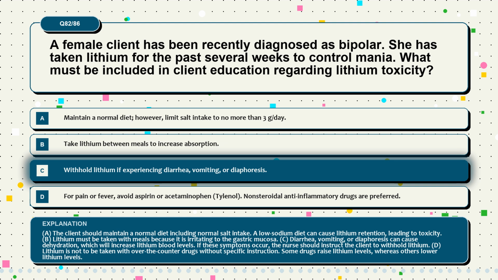B. Lithium must be taken with meals because it is irritating to the gastric mucosa. C. Diarrhea, vomiting, or diaphoresis can cause dehydration, which will increase lithium blood levels. If these symptoms occur, the nurse should instruct the client to withhold lithium. D. Lithium is not to be taken with over-the-counter drugs without specific instruction. Some drugs raise lithium levels, whereas others lower lithium levels.